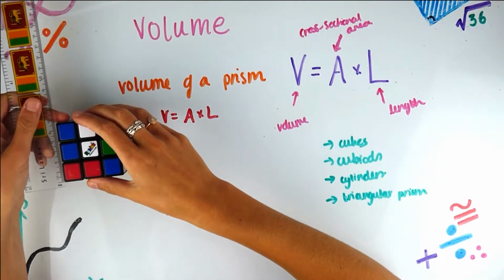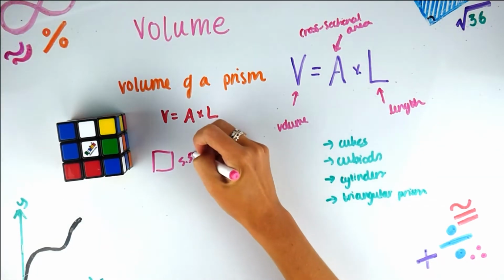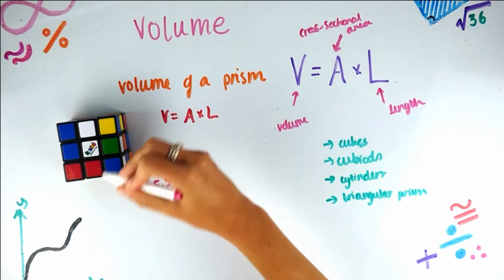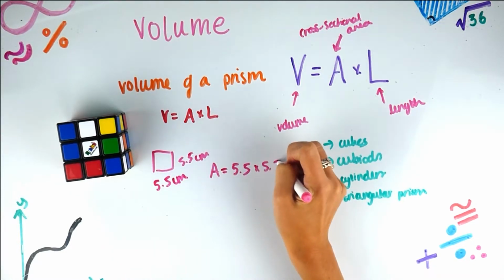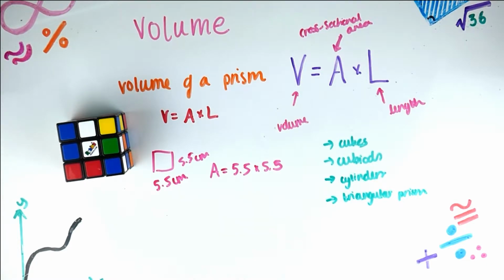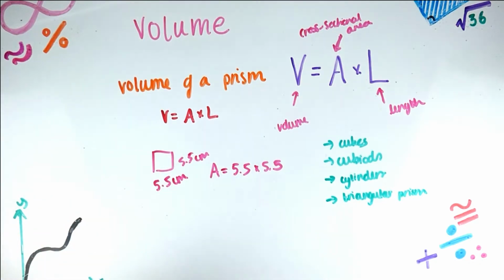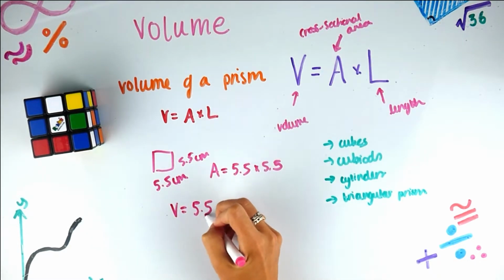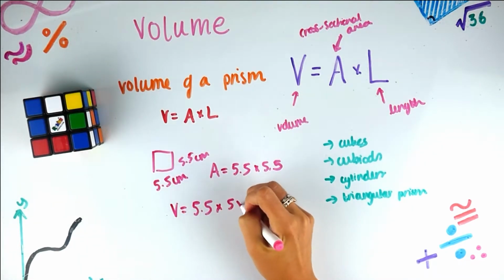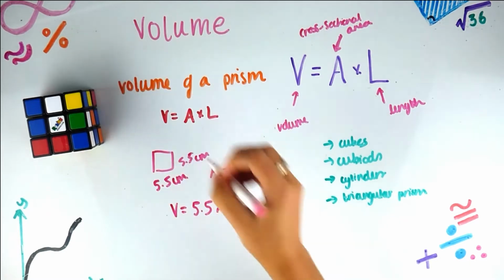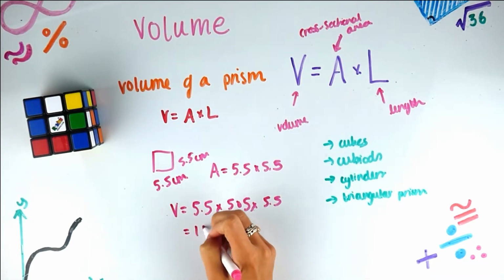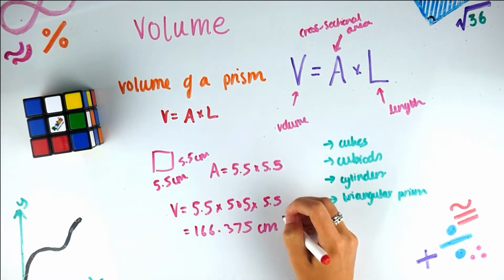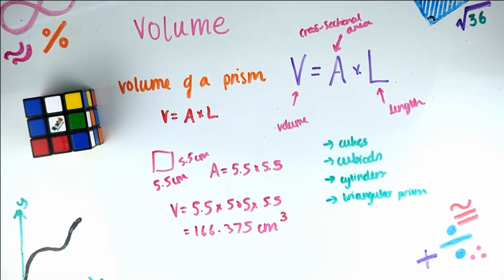So let's measure that. So that is 5.5, and then this should be the same because it should be a square, and this is 5.5. So the cross-sectional area, the area of this face here, is 5.5 multiplied by 5.5. Now we need to multiply it by the length, so this part here, and if we measure that, again, because it's a cube, this should be 5.5. Yep, so we multiply it by 5.5. So volume is the cross-sectional area, 5.5 multiplied by 5.5, and then we scale it by multiplying by that length, 5.5, which gives me an answer of 166.375 centimetres, but the unit this time for volume is cubed, and you might want to round that answer.